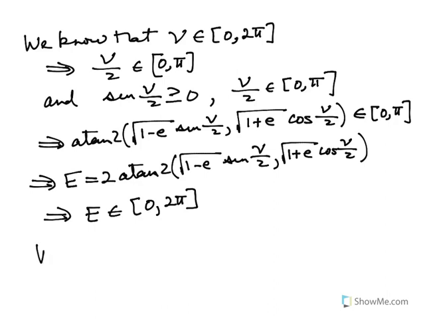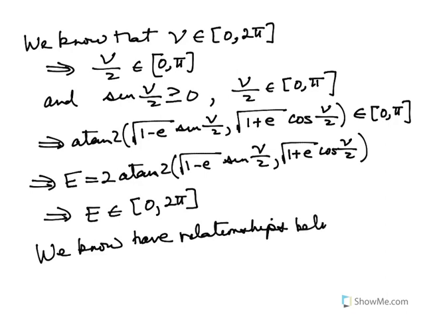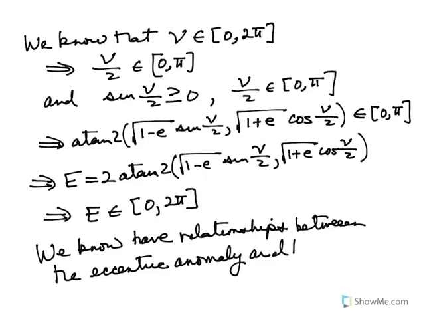So we now have a relationship. So we now have relationships between the eccentric anomaly and the true anomaly.